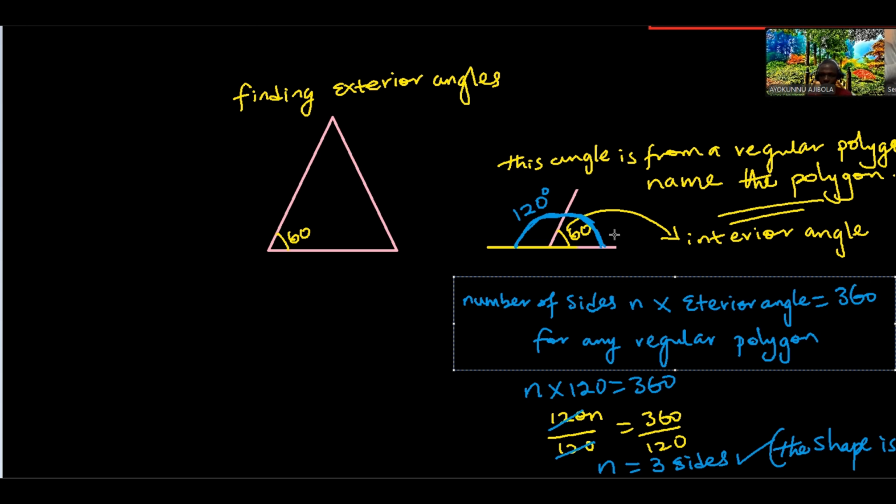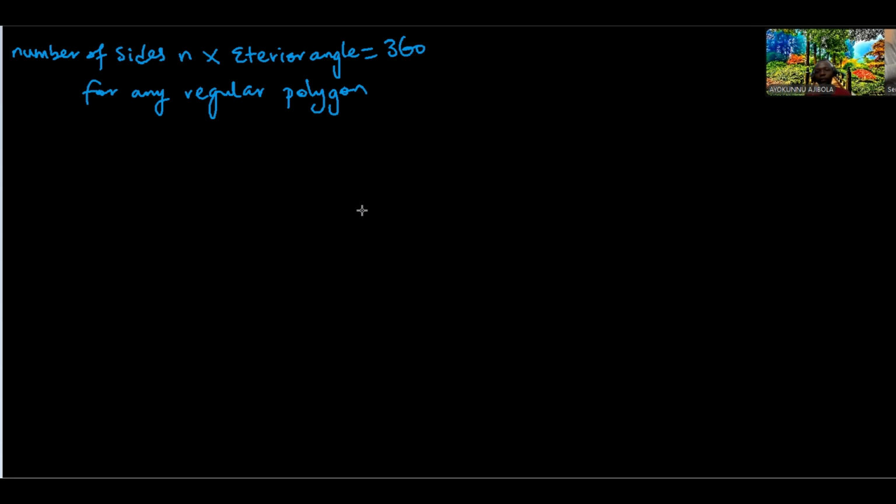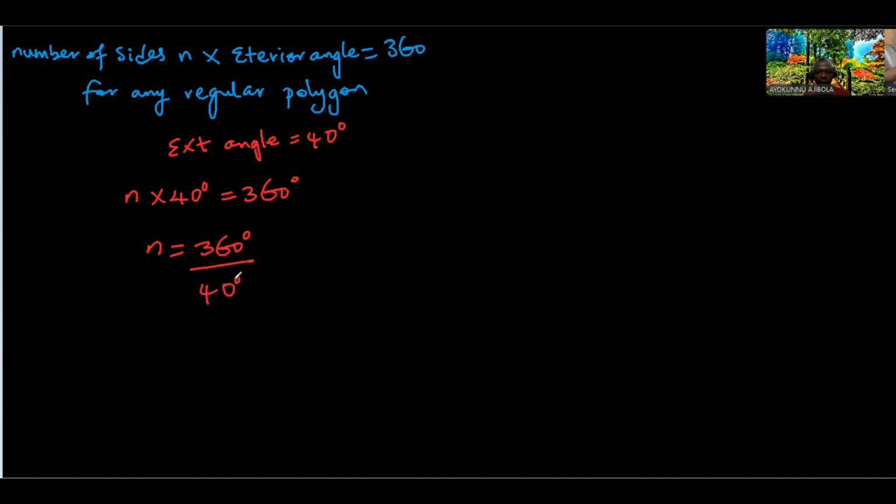So if we apply that principle, since our exterior angle is 40 degrees, the number of sides n times the 40 degrees must give us 360. So the shape must have how many sides? n equals 360 degrees over 40 degrees. What is 360 over 40? That's 9. So n is 9 sides.